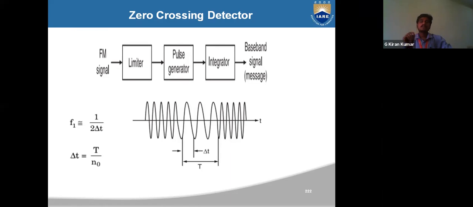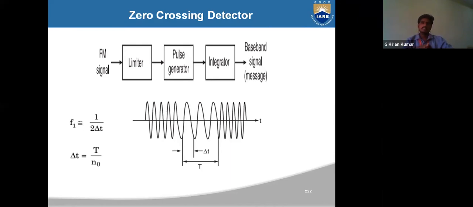Applications of operational amplifier. In that case, you have to write the applications of the operational amplifier: zero crossing detector, PLL as FM demodulator, astable multivibrator. Like that, you need to write the applications. Now let us see the zero crossing detector.